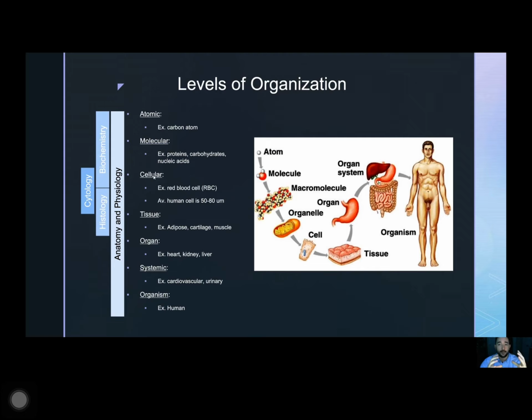A whole bunch of cells then combined make up tissues. Then tissues, when they come together, form organs. A bunch of different organs together create a system. And then us as humans, we are built up of a bunch of systems. Okay, so you want to remember each of these terms and know them in order as well.